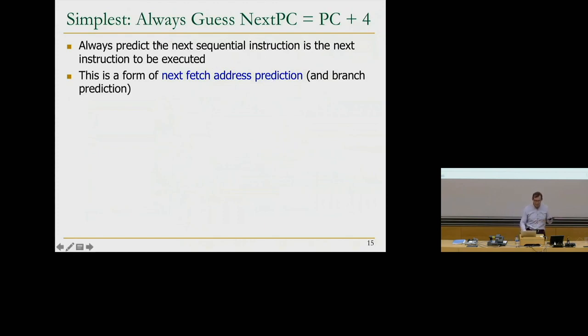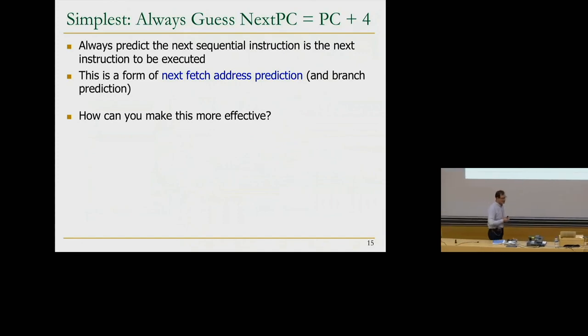Okay, so now that we've seen branch prediction, how do we predict what is the next address? The simplest one is always guessing the next PC is PC plus 4, the next sequential instruction, right? This is a form of next fetch address prediction, and also branch prediction, because you're predicting that the next instruction is the next sequential instruction. Of course, it turns out this is not always good. If you're looking at just a branch, the accuracy of this is about 30% or so in real programs. Not good, right? So people have developed ways to make this more effective.